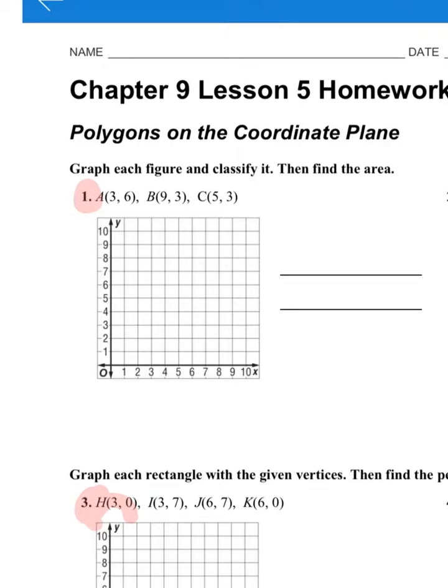So let's get started with A is at 3, 6. So I'm going to put a dot right there. I'll just put 3, 6. Next, B is at 9, 3. So go over to 9 and up to 3. So 9, 3. And C is at 5, 3. So 5, 3. So right there. And then connect those dots.